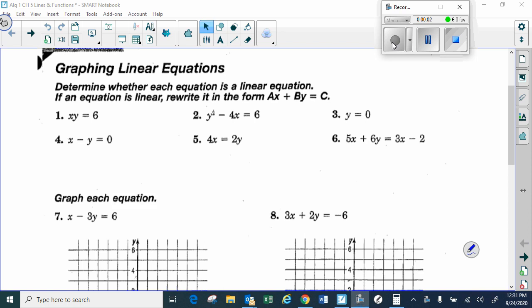Okay, we're going to go over problems from this worksheet here. Determine whether each equation is a linear equation. Linear, keyword being line, first four letters there, easy to remember. If an equation is linear, rewrite it in the form ax plus by equals c. Let's see who remembers what the name of that form is as I write it down.